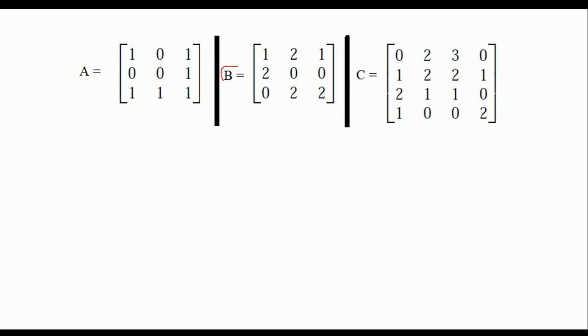Now for item B. Again, you will see that they have loops and you have numbers more than one. It means that this is a multigraph. This is not just a simple graph. What about if it's symmetric? This is not symmetric. You see, 2, 0. This is not symmetric. Just one counterexample is good enough to say that you will have a directed graph.